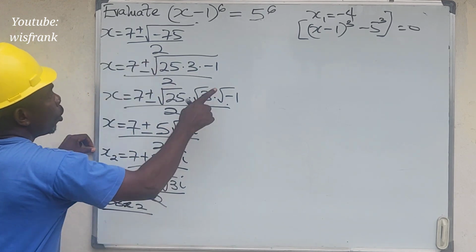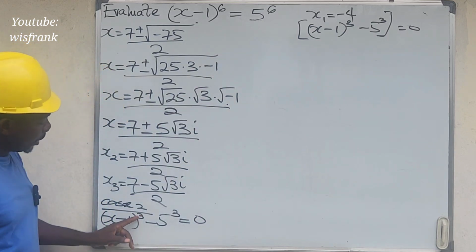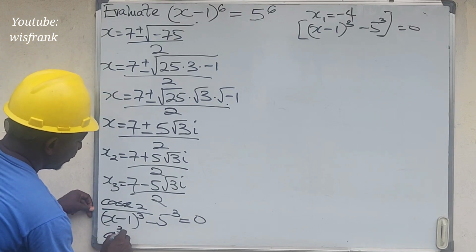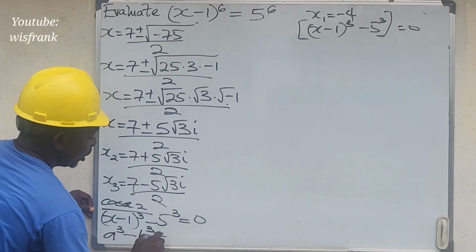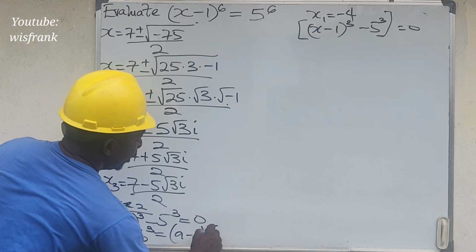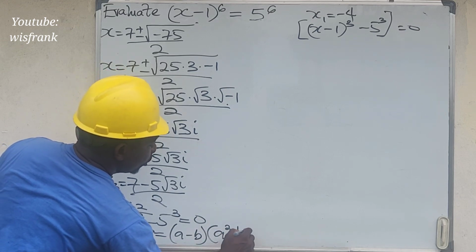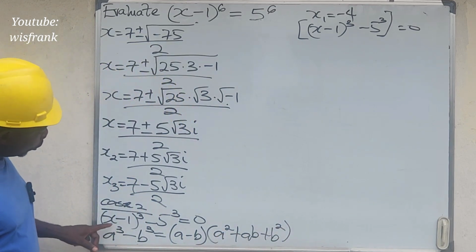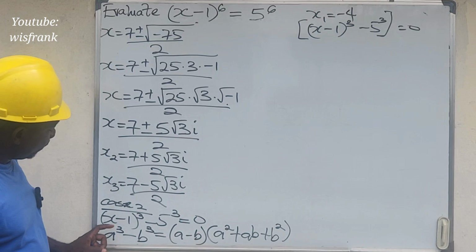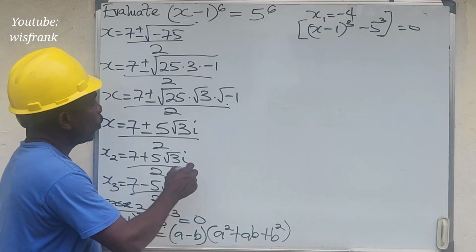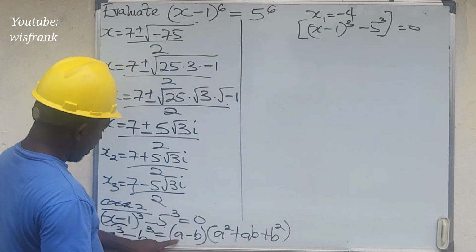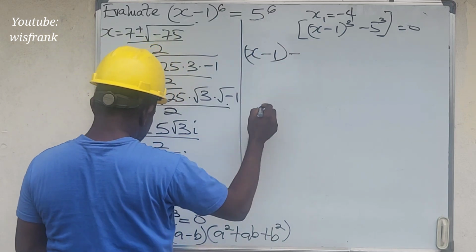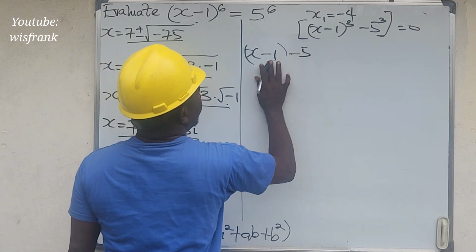Then from case 2, where we have equals to 0, you can see here, if we say this is a and this is b, this is in the form a to the power of 3 minus b to the power of 3, which is equals to a minus b all into a to the power of 2 plus ab plus b to the power of 2. This is what we have. So we are going to express this in this format. This is our a and this is our b. So that will give us, from that equation, here will be a, which is x minus 1. Then we have minus b, which is 5. So this one is not there.